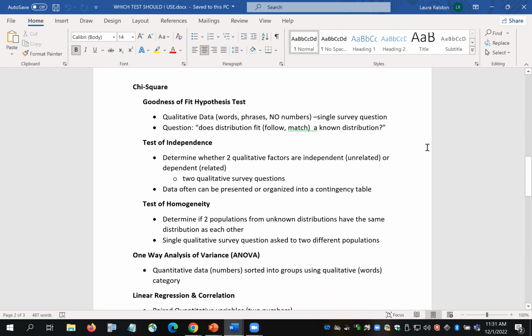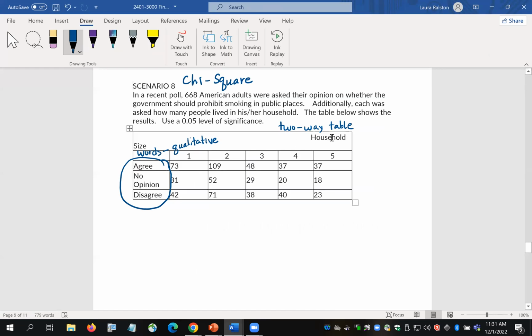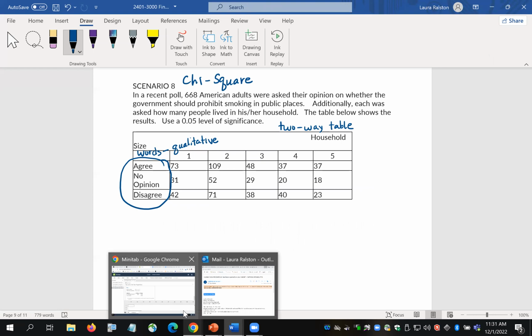If I remember correctly, we did a goodness of fit earlier, and typically the question with goodness of fit is, does it fit or follow a known distribution? Well, that wasn't the question here. The question here, it didn't really state a question, but it looks like they're trying to see if there's some sort of relationship between the size of the household and whether they agree or disagree about the smoking.